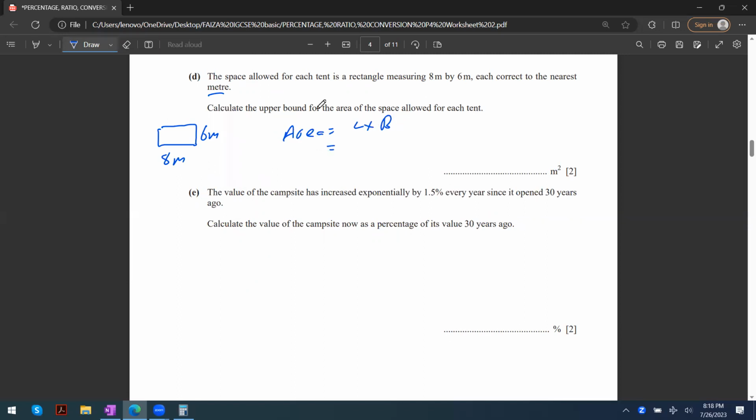For the upper bound, you should take the upper bound of both length and breadth. Upper bound of length: the nearest meter, so 1 meter divided by 2 is 0.5. 0.5 plus 8 is 8.5. Upper bound of length is 8.5. Upper bound of width is 6.5. So that is 55.25.